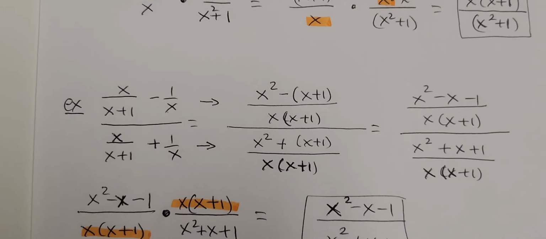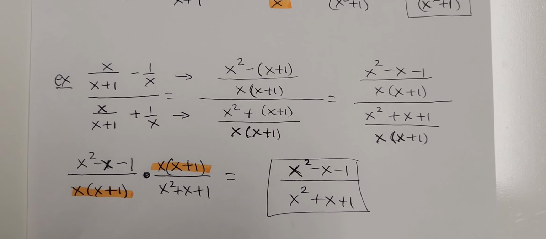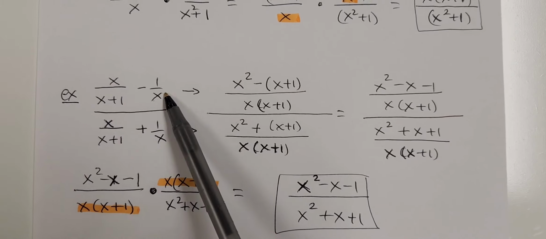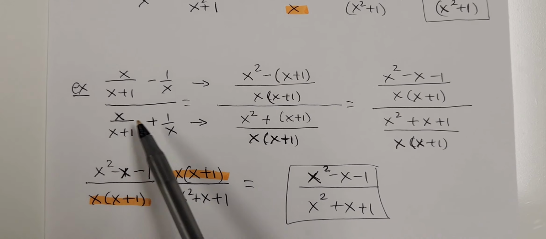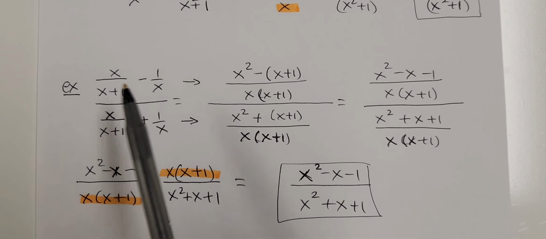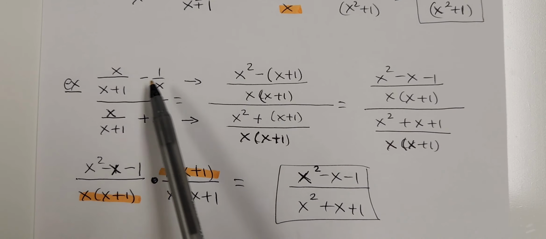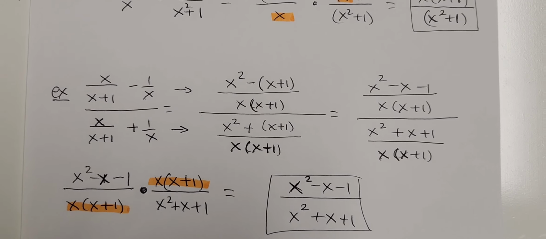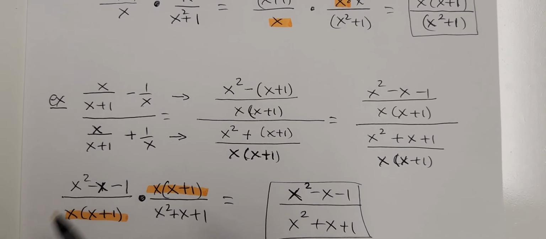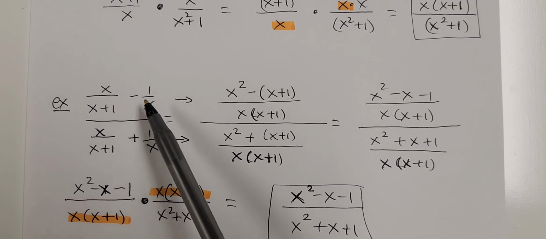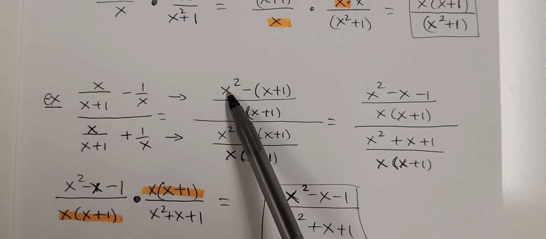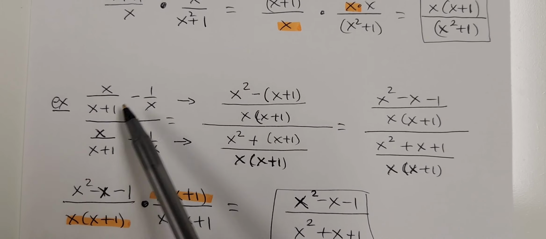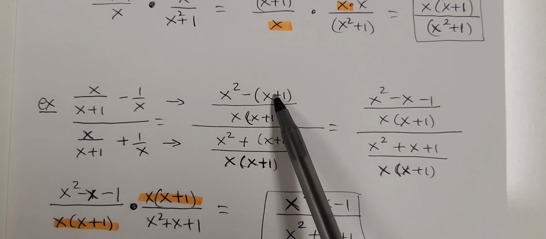The next example, same situation. I have subtracted fractions divided by added fractions. One more time, subtracted fractions divided by added fractions. The procedures are exactly the same. So here we go: x times x gives me x squared. Don't forget the minus. And then x plus 1 times 1 gives me x plus 1.